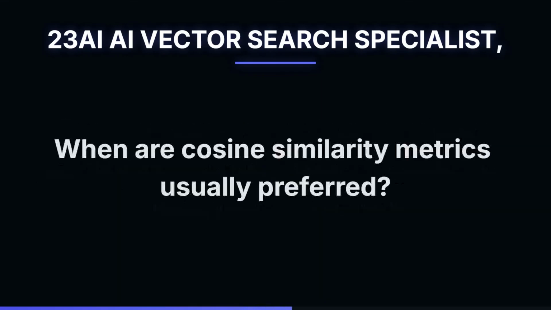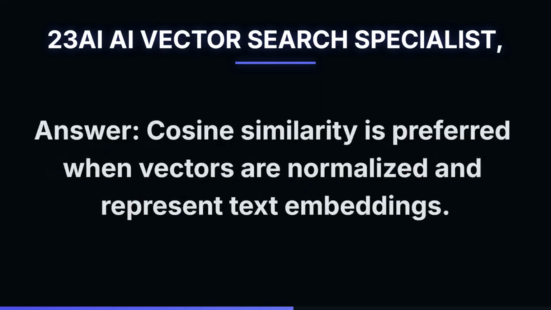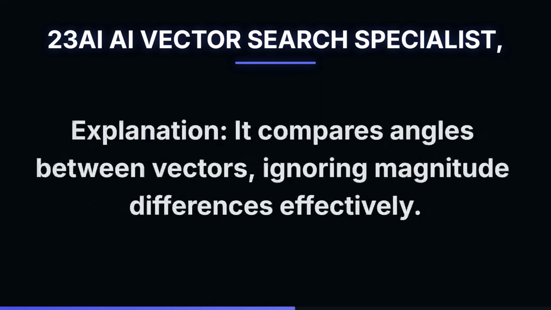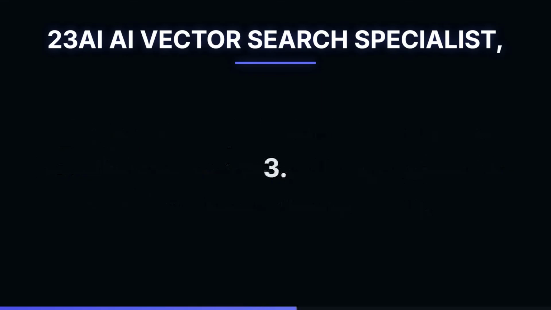2. When are cosine similarity metrics usually preferred? Cosine similarity is preferred when vectors are normalized and represent text embeddings. It compares angles between vectors, ignoring magnitude differences effectively.